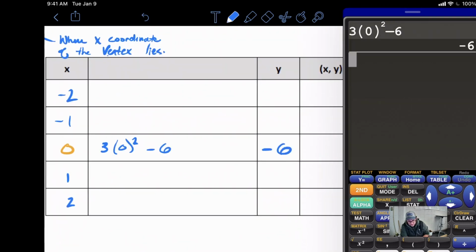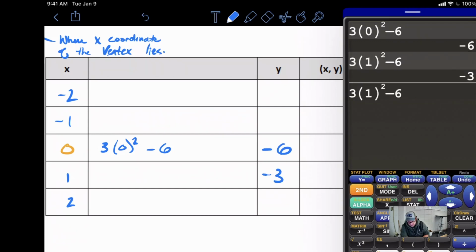Now we can repeat that process, only now we just want to change whatever was in the parenthesis to a 1. So when I plug in 1, I would get a negative 3. When I plug in, I'm just going to grab it again and change it again. If I put a 2 in, I would get out a positive 6.